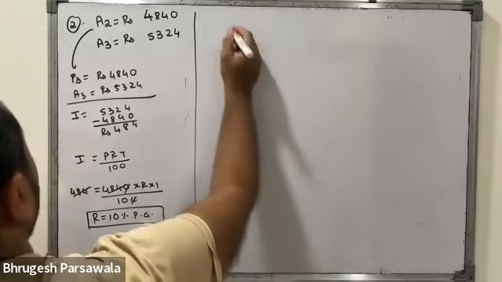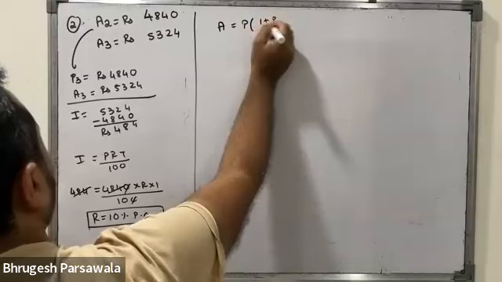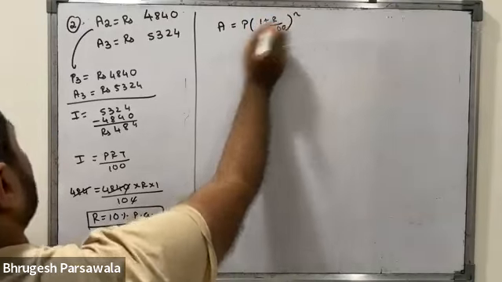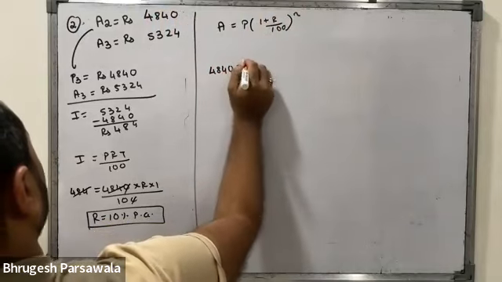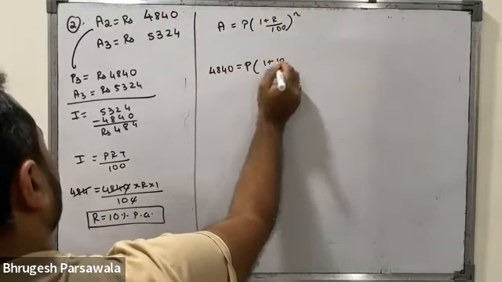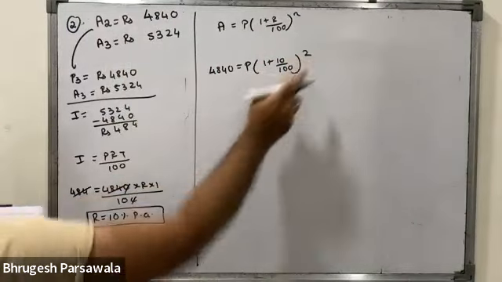Now, to find principal, amount is equal to principal into 1 plus r upon 100 raised to n. So we'll take this amount 4840, principal into 1 plus 10 upon 100 raised to 2. Beta, this was 2, at the end of 2 years.